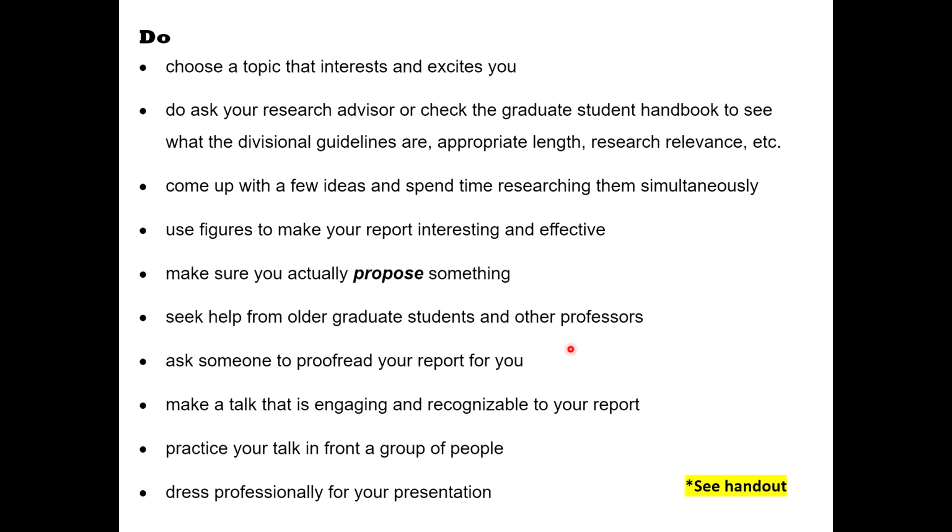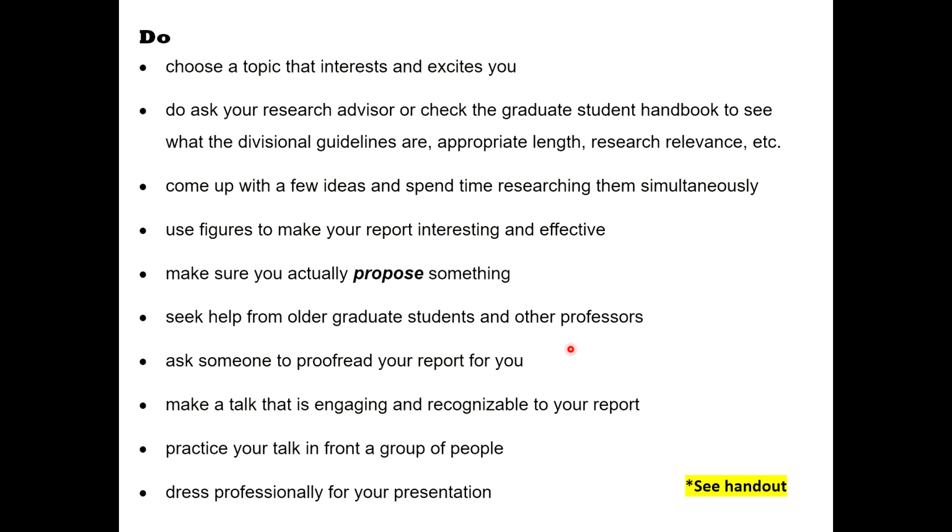We do have a graduate student handbook that talks a little bit about the OP. We are working on expanding this with divisional guidelines and things like that, but it is good to talk to your research advisor and your group to learn about things like appropriate length, research relevance, etc. In the inorganic division, we tell people double space 10 to 15 pages.